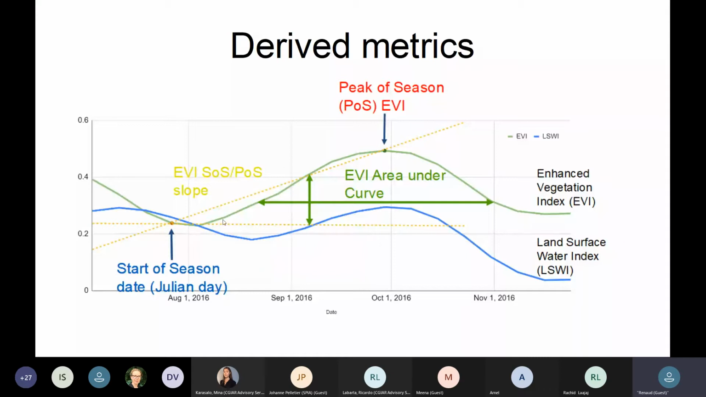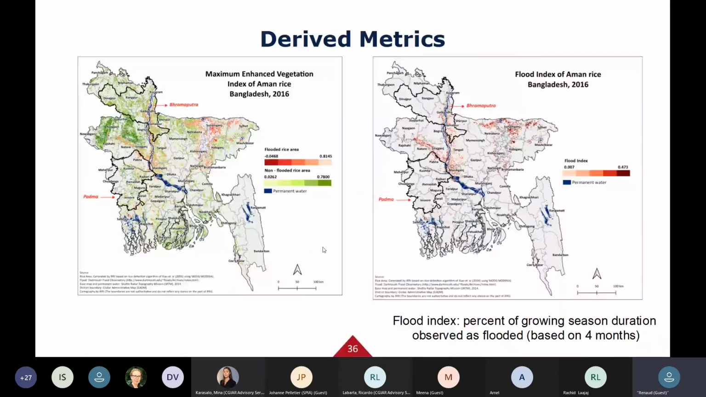And to be a bit more synthetic over the whole duration of the EVI curve, we also extracted the EVI area under the curve, kind of an integration of the signal. These are some examples of derived metrics, with the maximum vegetation on your left, both for flooded rice area in red and for non-flooded rice area in green.